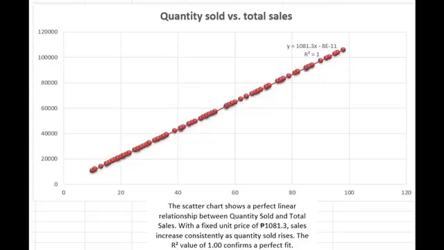The scatter chart shows a perfect linear relationship between quantity sold and total sales with a fixed unit price of 1,081.3. Sales increase consistently as quantity sold rises. The R2 value of 1 confirms a perfect fit.